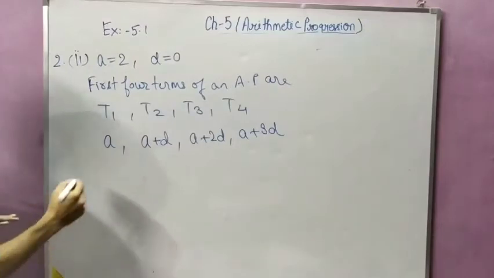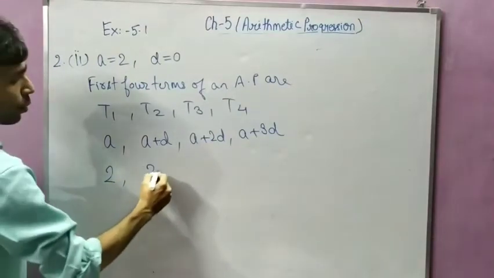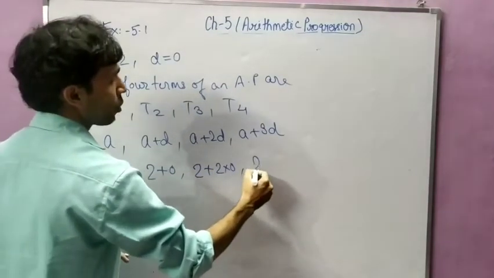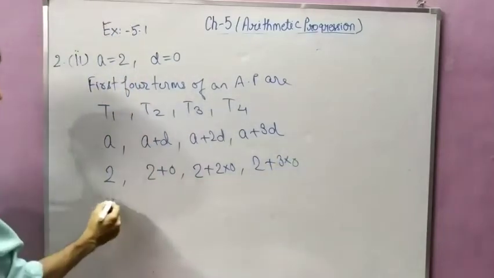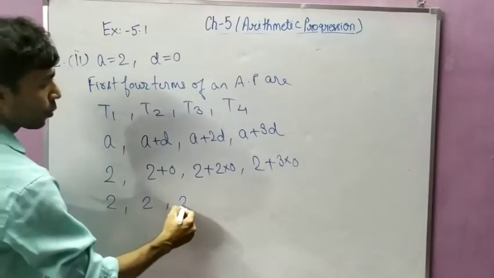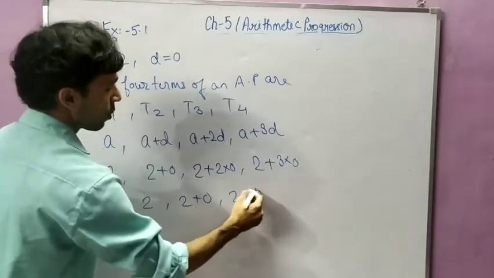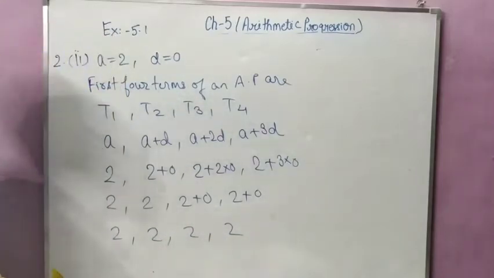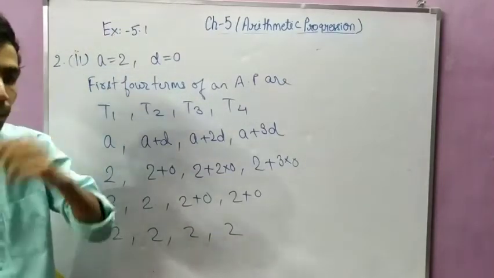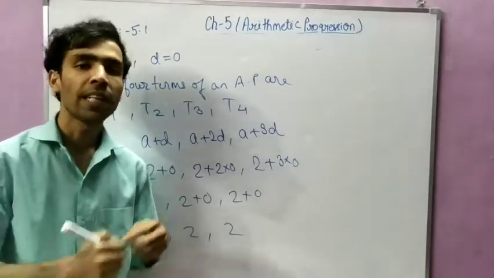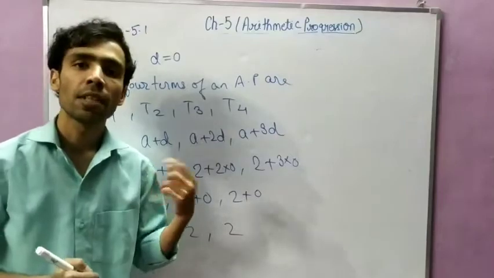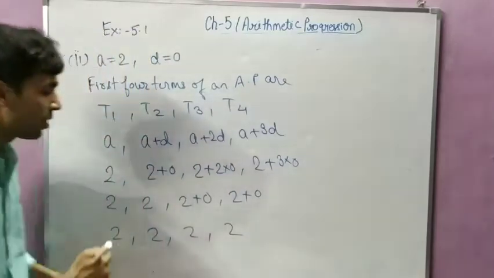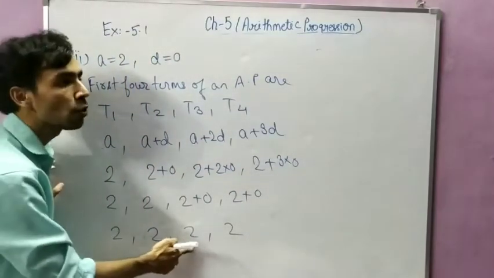Now put all the values. Here the first term is 2, then 2 plus 0, then 2 plus 2 into 0, and 2 plus 3 into 0. So 2, 2, 2 plus 0, and also 2 plus 0. So what will be the terms? 2, 2, 2, 2. All the terms are the same. Now students, remember one thing: when the common difference in an AP is 0, in that case all terms of the AP have the same value. The first term is 2, the second term is also 2, the third term is also 2, the fourth term is also 2.